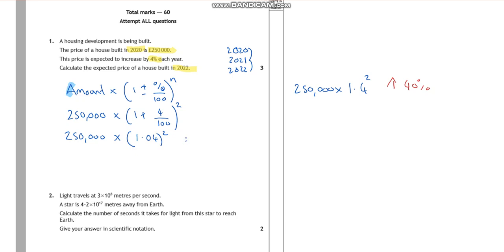So if we do that on our calculators, again, get used to your calculator, you should come out with 270400. Now, a lot of the time they ask you to round this. This question hasn't asked me that. If it did, you would still write your answer from your calculator, then you would round it.